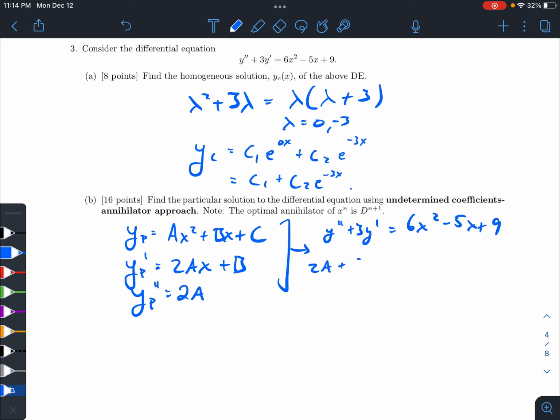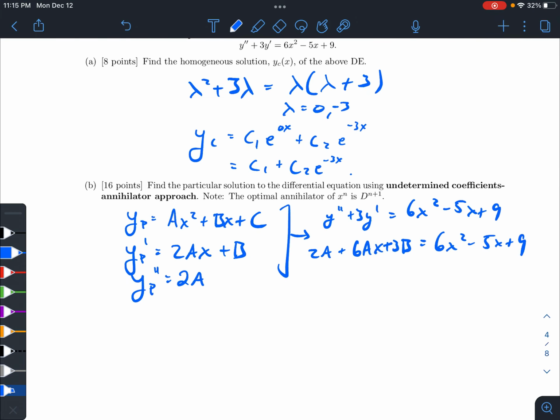This becomes 2a plus 2ax plus b times 3. So 6ax plus 3b. All right, let's see. So we can say 6a, so this is the x term. This has to equal -5. And 2a plus 3b has to equal 9, because these make up the constant term.